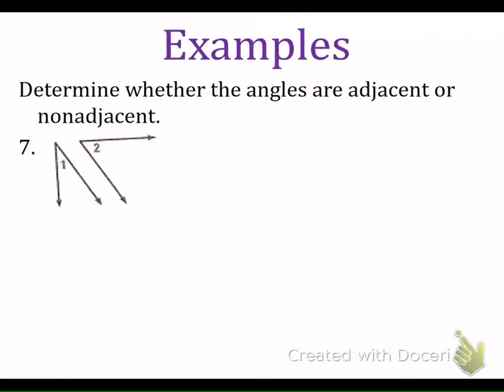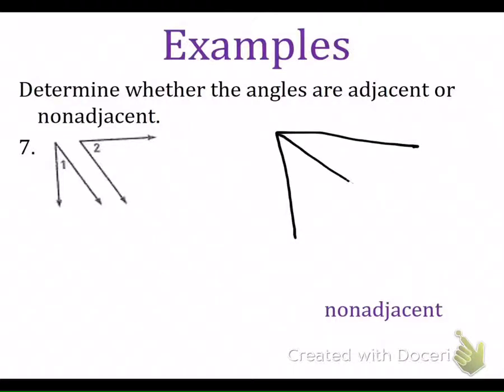All right, so example 7 says determine whether the angles are adjacent or non-adjacent. So these are right next to each other, I'll give you that. But do they share a side? No, they don't. These are non-adjacent. It has to be the same ray in both. So if these were adjacent, it would look like that. That's not what's happening here. There's room in the middle. So these are non-adjacent. Correct.